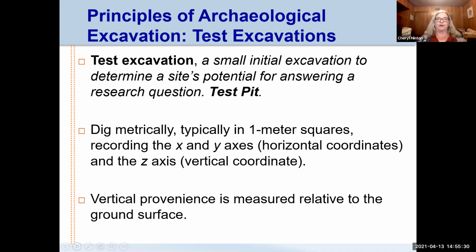So vertical provenience is measured relative to the ground. Wherever the ground is, like if you're digging a test pit or your unit and you've gone down 10 centimeters, that measurement starts at that 10 centimeters and goes up. Then you dig another 10 centimeters, and usually it bottoms out around 60 centimeters. So each one of those vertical measurements is from the bottom of that particular level. Okay.